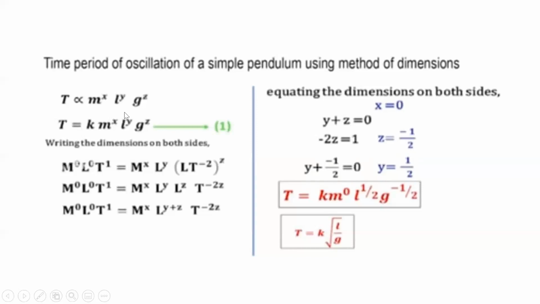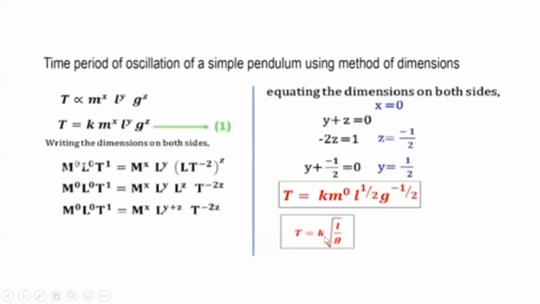We can substitute in this expression. So time period t is equal to k, constant, m raised to 0 because x is 0, L raised to half because y is half, g raised to minus half because z is minus half. And you know that anything raised to half means square root of. Anything raised to minus half means 1 by square root of. So combining that, you will get the final expression. Time period t is equal to constant k into square root of L by g.